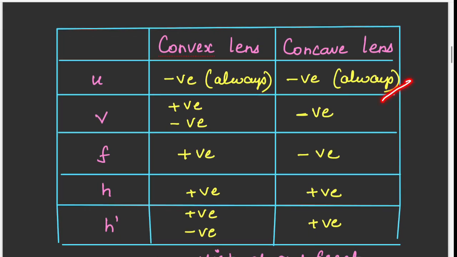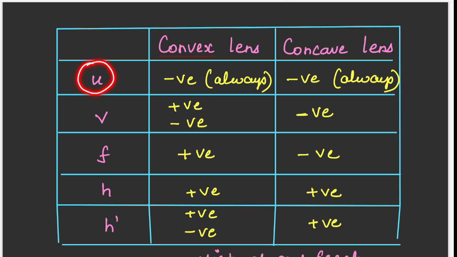The sign convention table is very important. Whenever you are calculating a numerical, you should know the sign. Whether u is positive or negative, and v is positive or negative, you should know. Only then can we calculate the numerical.